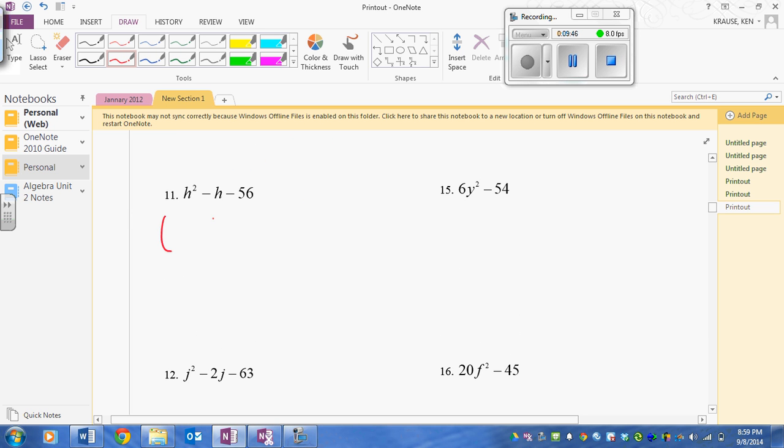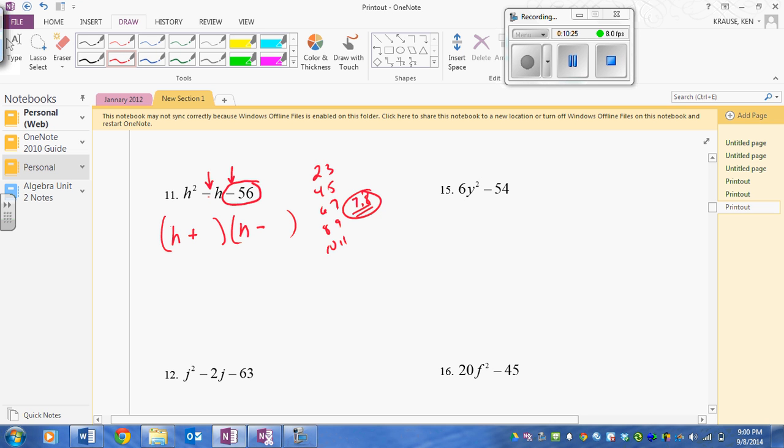So, we have H and H. This is negative. The only way to get a negative is a positive times a negative, and since the middle is a 1, they have to be like 2, 3, 4, 5, 6, 7, 8, 9, 10, 11. You gotta find a pair that multiplies to 56 or is 1 away from each other. Well, I'd pick 7 and 8. So 7 and 8 are 1 away from each other, and multiply to negative 56.